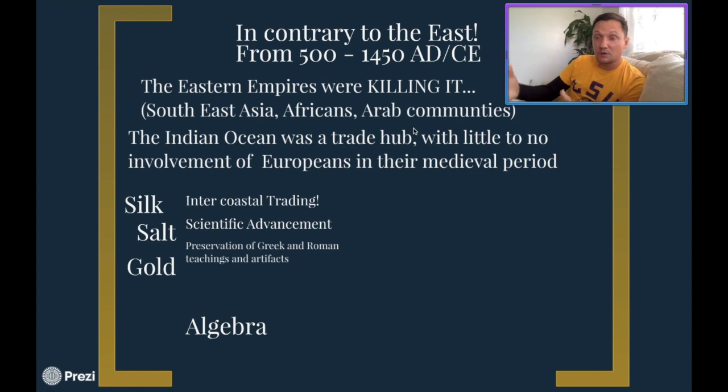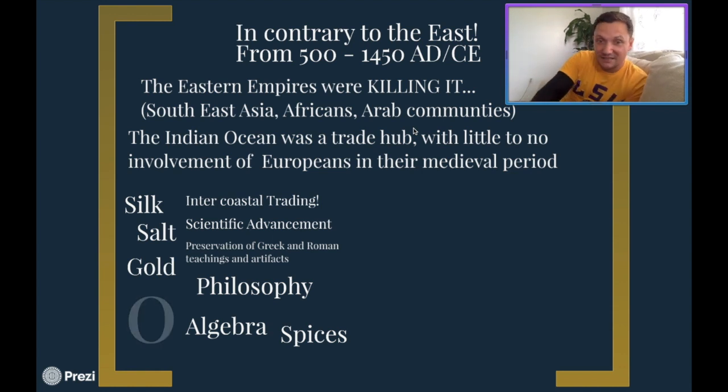Preservation of Greek and Roman teachings and artifacts was happening, mainly due to the fact that the Arabic communities during this time period had converted to Islam, and then they were growing, and they kind of usurped some of these items and translated them into Arabic. The only reason that we have some teachings like Aristotle, Plato, or Socrates is because we've translated them back from Arabic into Western languages. So preservation of those teachings, philosophy, mathematics, algebra was invented. You're welcome.